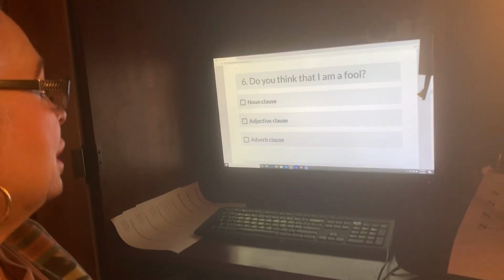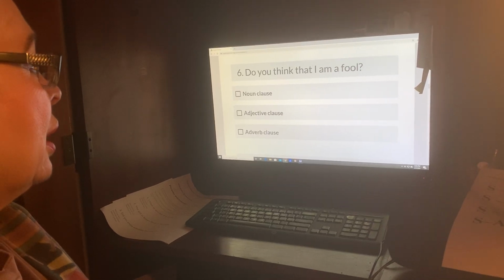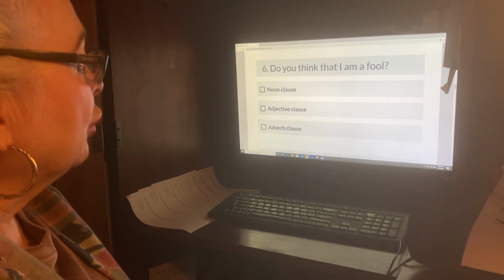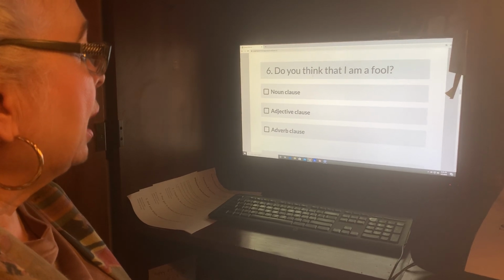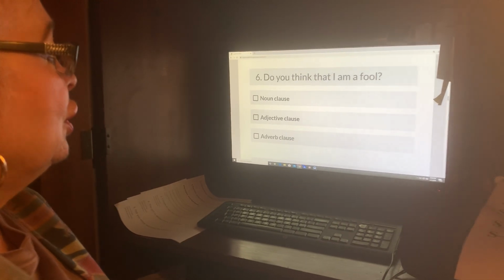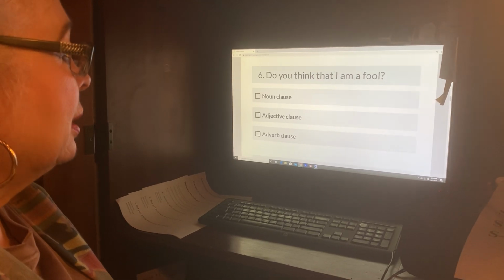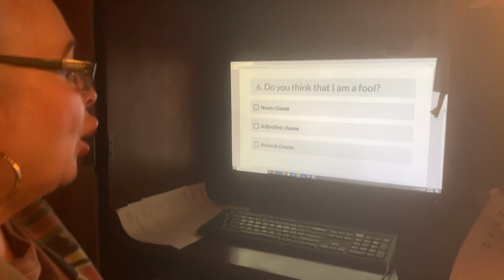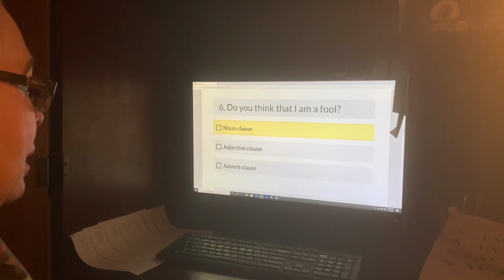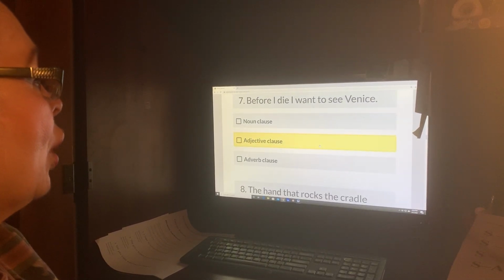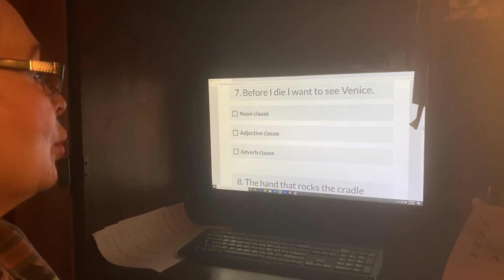Number 6. There's a question. Let's make it a statement. You do think, that's your verb phrase. Think is a verb. Do think is your verb phrase. You do think what? That I am a fool. A-V-D-O. If it's a D-O, yes. Noun clause. And correct.